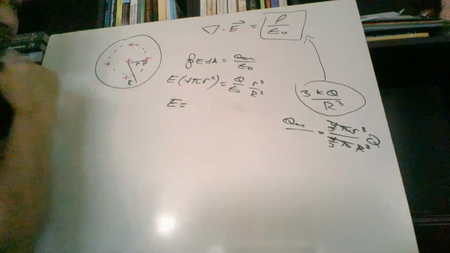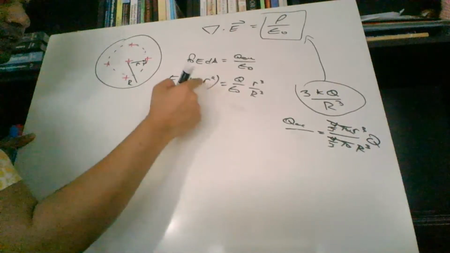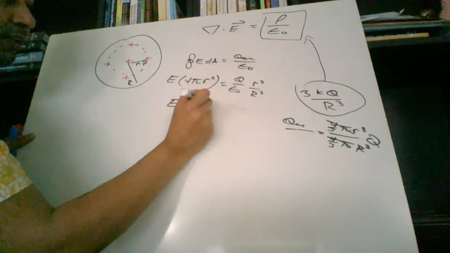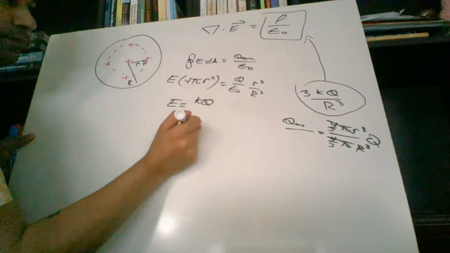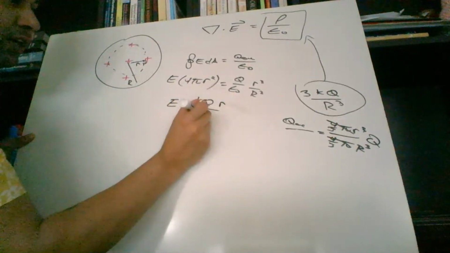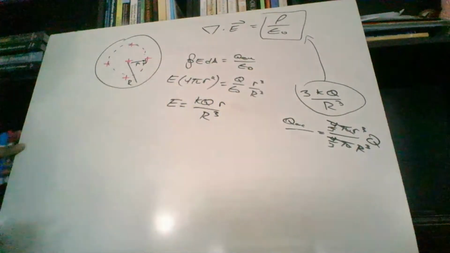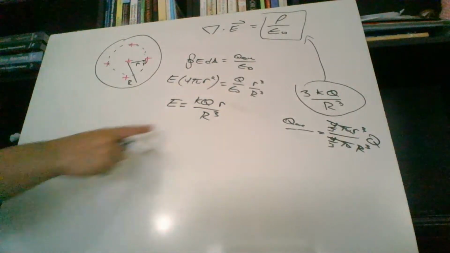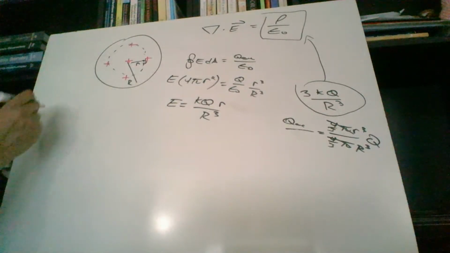And then you bring the 4 pi R squared to the other side, and we get the electric field is equal to 4 pi epsilon naught becomes K, the R cubed, and that goes away, and you get KQ times r divided by R cubed. So the K is just 1 over 4 pi epsilon naught. Now that we have the electric field, we can take the divergence of it.